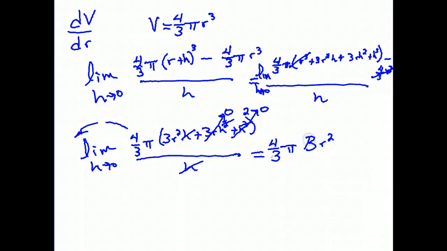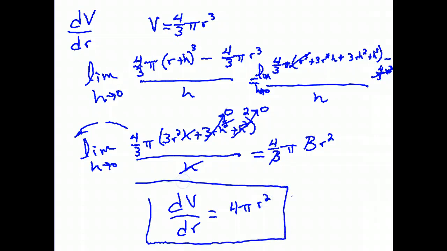Now we notice the 3's cancel, and we get dV/dr is simply 4 pi r squared. And those of you that remember your geometry formulas, that is actually something significant. The change in volume with respect to the radius, that gives you the formula for the area of a circle. So just something a little significant there, and we'll talk about more of that significance later.